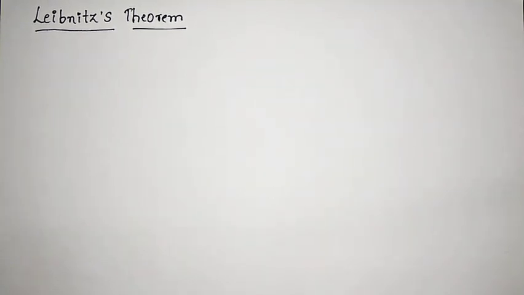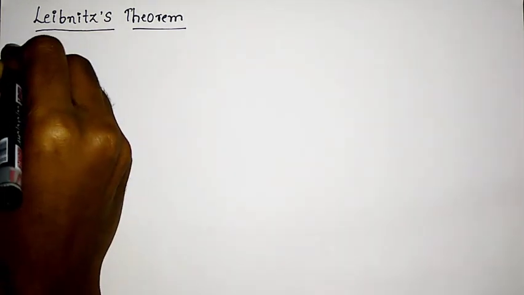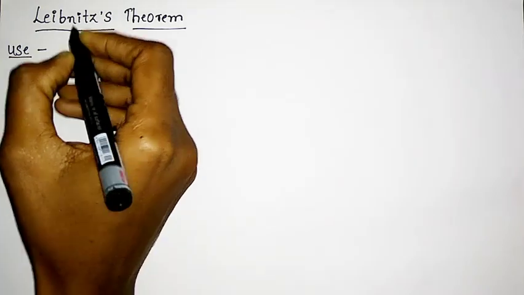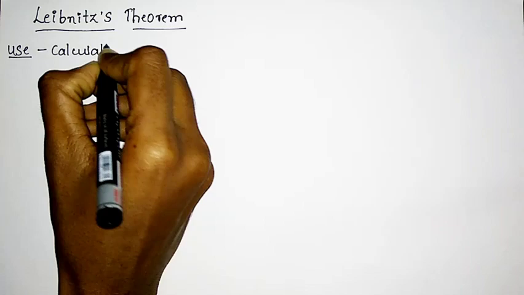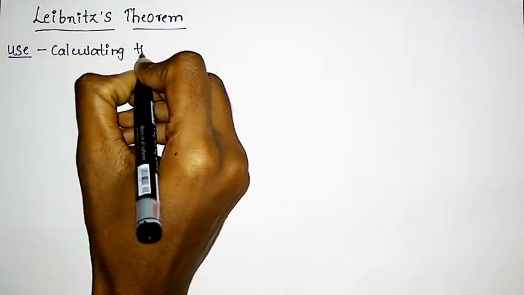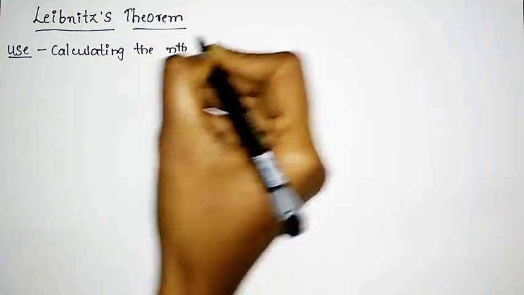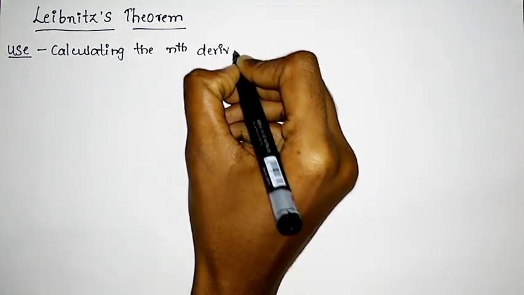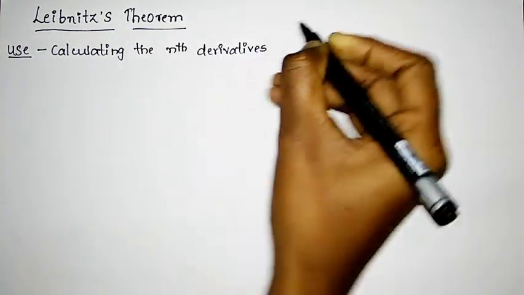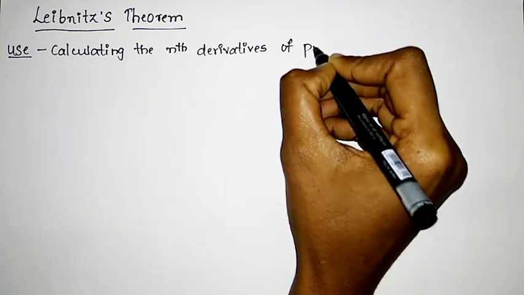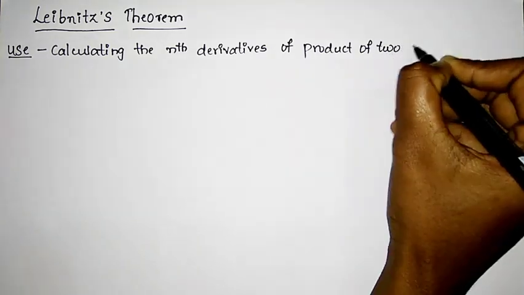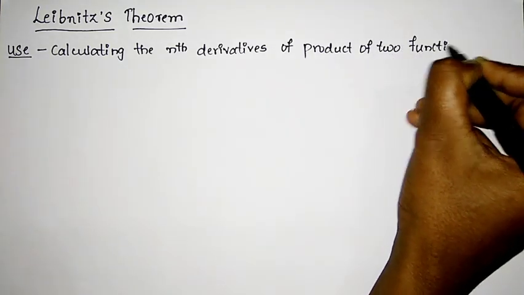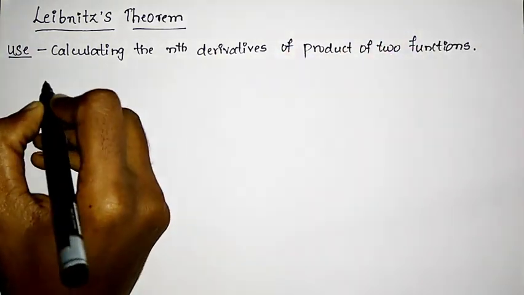Today we shall discuss the main topic, that is Leibniz theorem. First we shall see what is the use of Leibniz theorem. The first use of Leibniz theorem is that it is mainly useful for calculating the nth derivatives of product of two functions. Now we shall see the statement of Leibniz theorem.